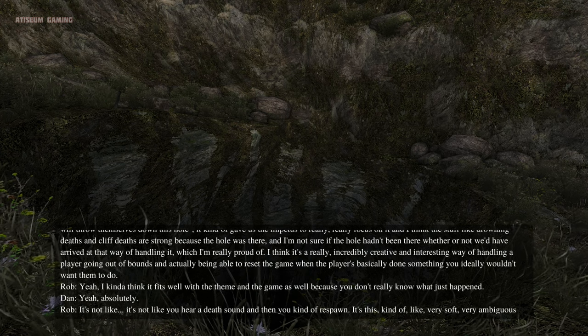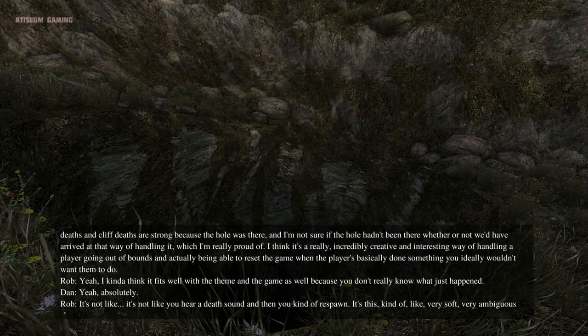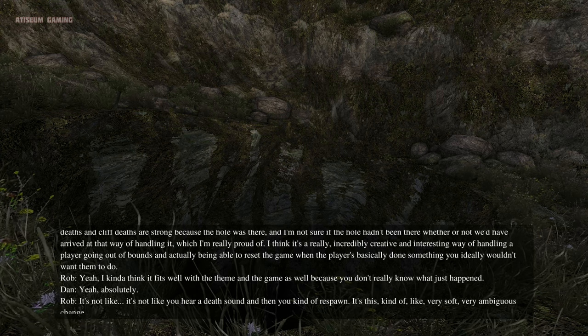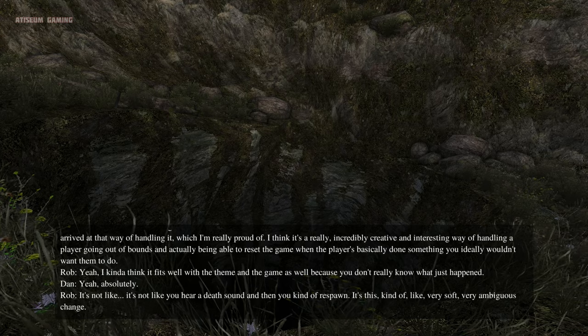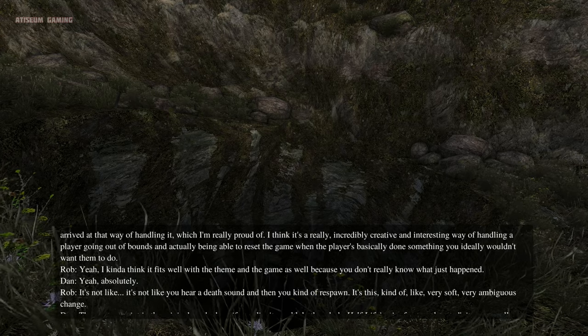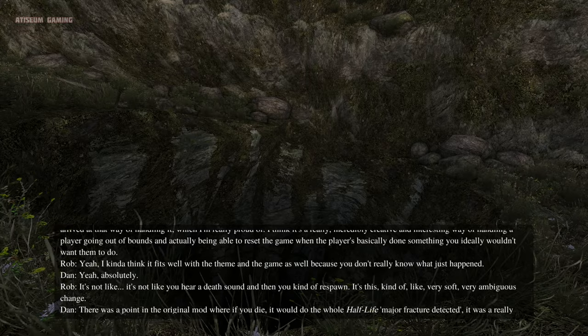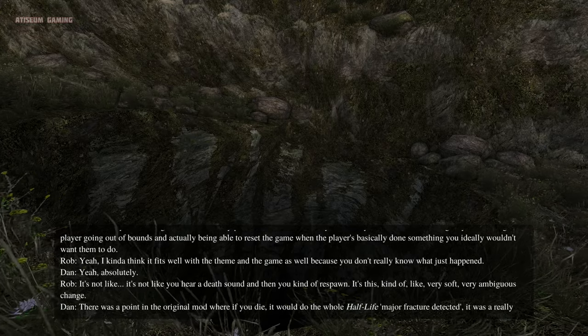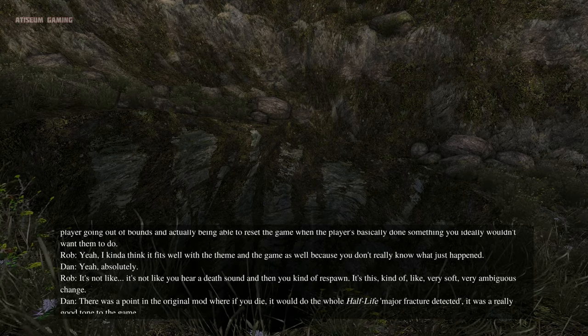Yeah, and I think it fits well with the theme of the game as well, because you don't really know what's just happened. It's not like you hear a death sound and then you respawn. It's this very soft, very ambiguous change. There was a point in the original mod where if you died, it would do the whole Half-Life major fracture detected. Yeah. It's always brought a really good tone to the game.